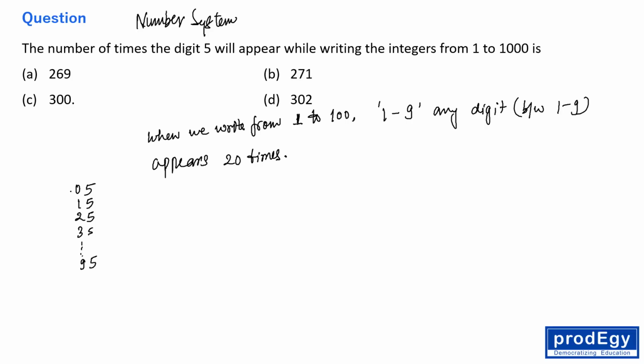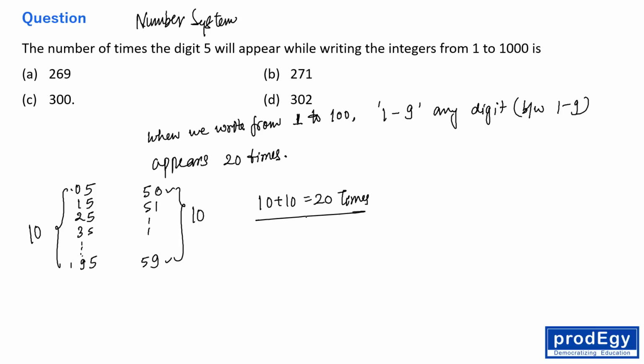So these are how many numbers? Starting from 0, going to 9, so they are 10 numbers, right? And then starting from 50, 51 up to 59, starting from 0 going up to 9, they are again 10 numbers. So 10 plus 10, they are actually 20 times. So any digit appears 20 times when we write from 1 to 100, right?